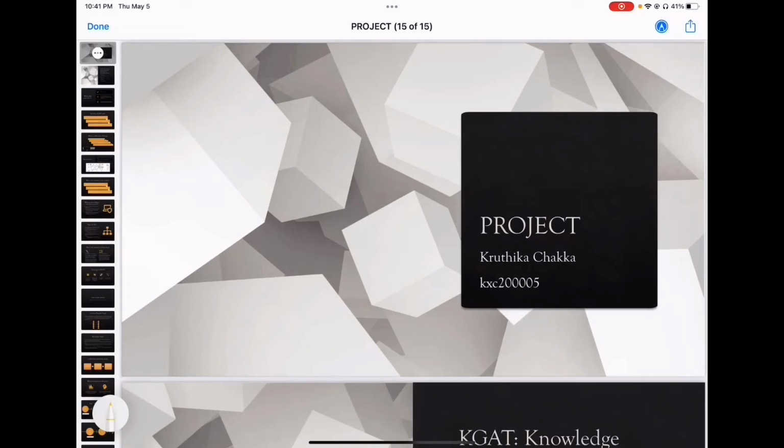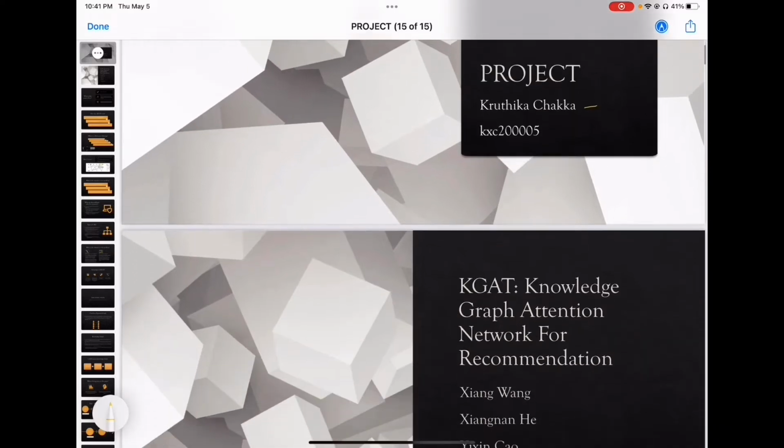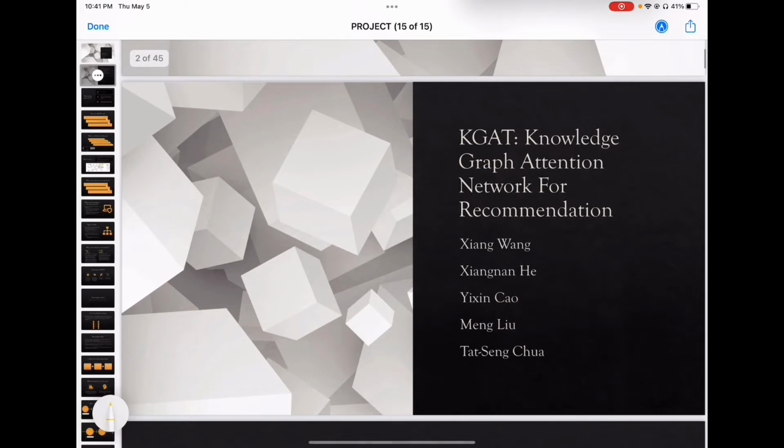Hello, my name is Kritika Chakka, and I am presenting a paper titled Knowledge Graph Attention Network for Recommendation as a part of my project in Statistical Methods in AI and Machine Learning course for the spring 2022 semester.